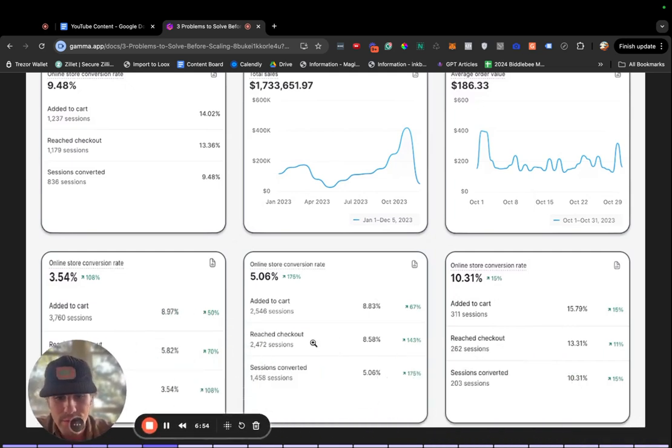If we keep moving here, 8 to 8, so the cart's working great, right? Checkout can use some focus. 15, 13, 10, that's a really good funnel. So just as a rule of thumb, and typically what I kind of use as a structure is a 50% drop-off max per step, right? So if you have a larger than a 50% drop off, you need to start working on that step.